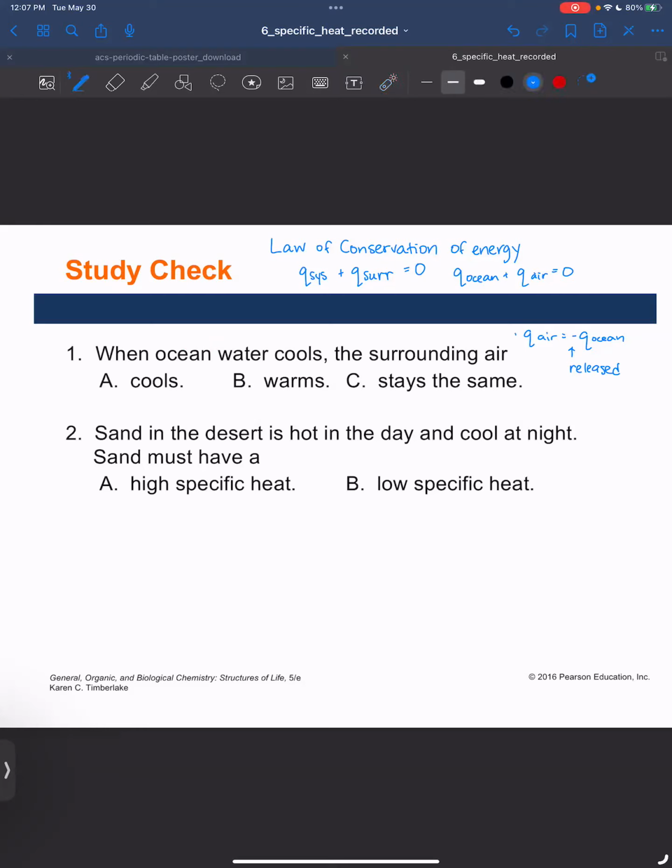A positive means that the energy is absorbed. So due to the law of conservation of energy, if the ocean is getting colder, that heat energy that was in the ocean is being released and it has to go somewhere. It can't just be destroyed, right? It's just going to be transferred, and it's going to be transferred to the surrounding air. So when ocean water cools, the surrounding air warms.